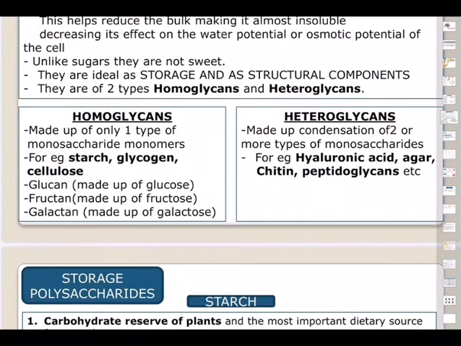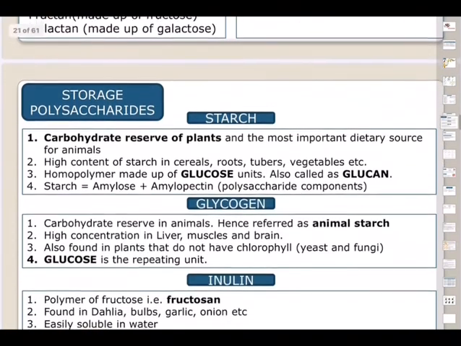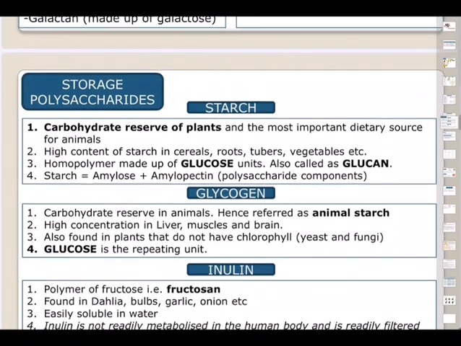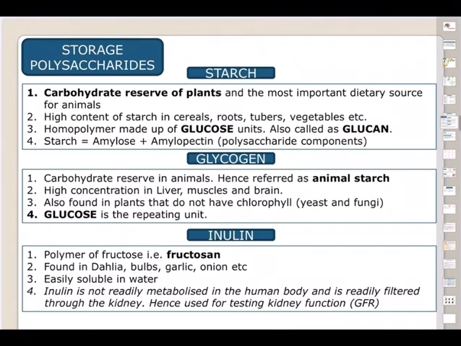So there are two types, homoglycans and heteroglycans. And homoglycans are made up of only one type of monosaccharide, that is starch, glycogen and cellulose. And hetero, many, like chitin, the external exoskeleton in cockroaches, very, very strong, that can withstand even nuclear radiation. Agar, all these are hetero.